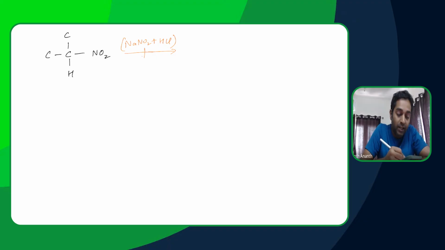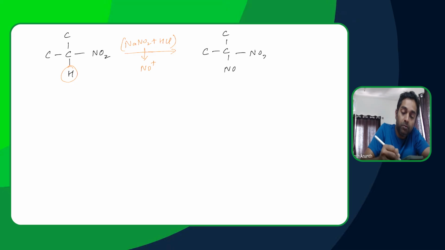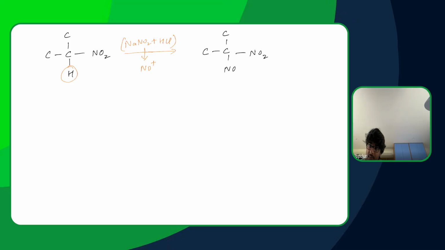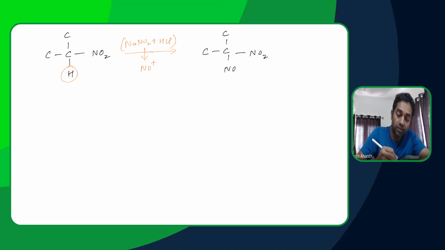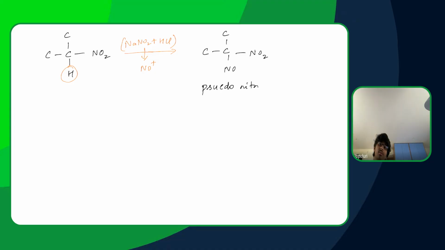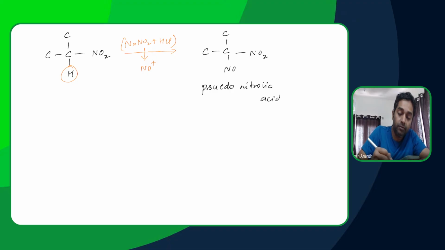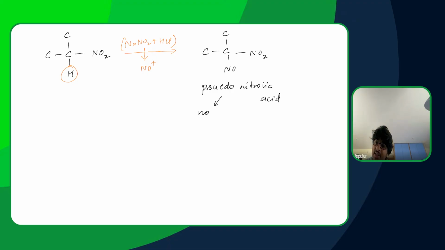This will generate your NO plus, which will go and replace this hydrogen, giving you a compound which looks like this. What is this compound called? This is called pseudo-nitrolic acid, because this is not an acid. There is no acidic hydrogen.